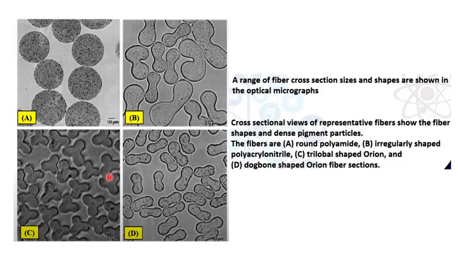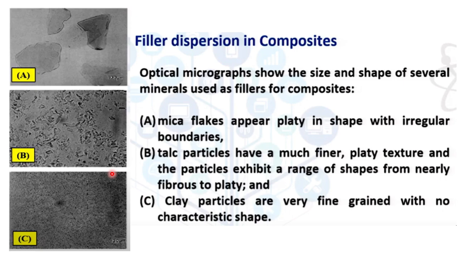If you want to probe that, to investigate the cross-sectional size and shape, you should go for optical microscopy. Okay. Now the third one is another example, filler dispersion in a composite. Optical micrographs show the size and shape of several minerals used as filler for composite. The first one is mica flakes, and the shape you see is a plate type of morphology, and it has irregular boundaries.